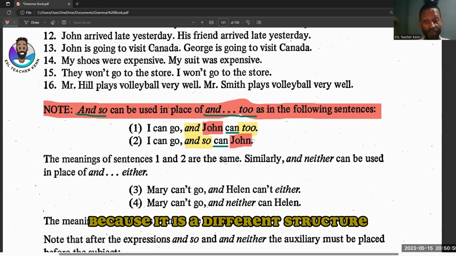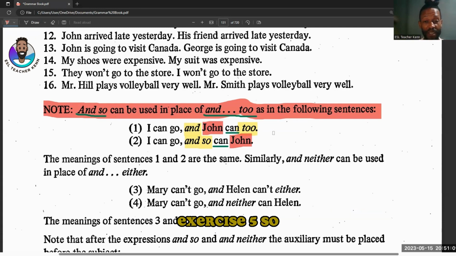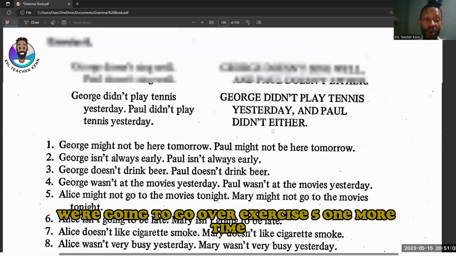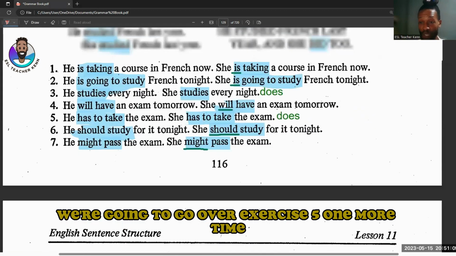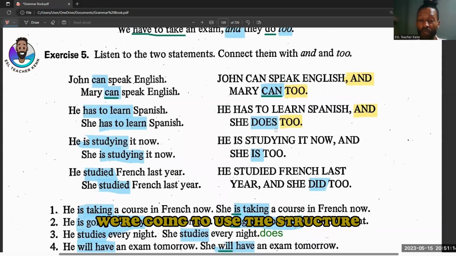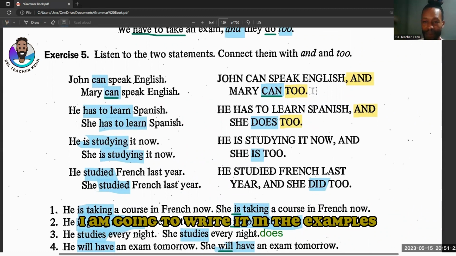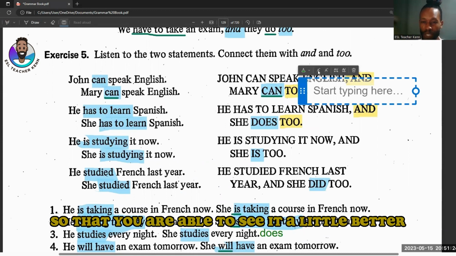Because it is a different structure, I would like to practice it with the same exercise, exercise 5. So we're going to go over exercise 5 one more time, but instead of using and, person, auxiliary, to, we're going to use the structure and so, auxiliary, person. I am going to write it in the examples so that you are able to see it a little better.